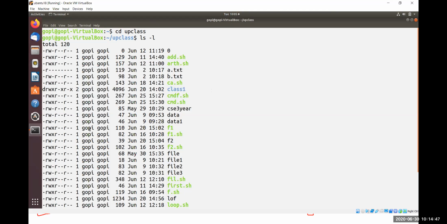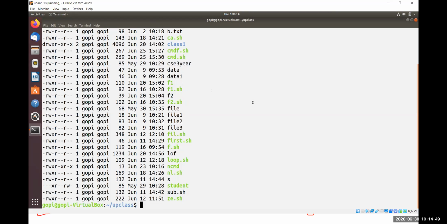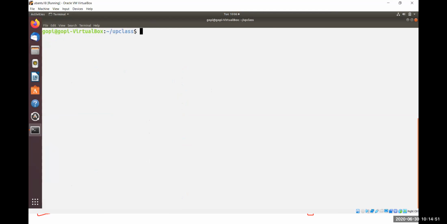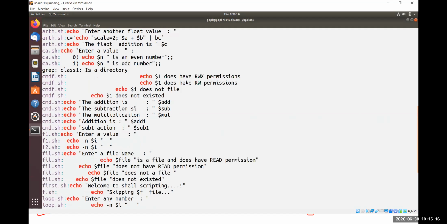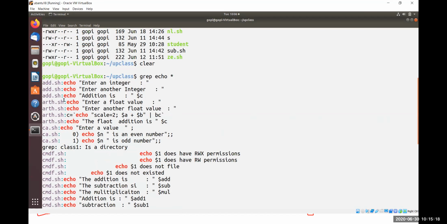Let us have a look at this one. My intention is to find whether our files have the characters ECHO or not. So grep, followed by what is our pattern? My pattern is ECHO. Where exactly are we trying to search? Throughout the directory. So look at this. These are the different files which have this particular thing.